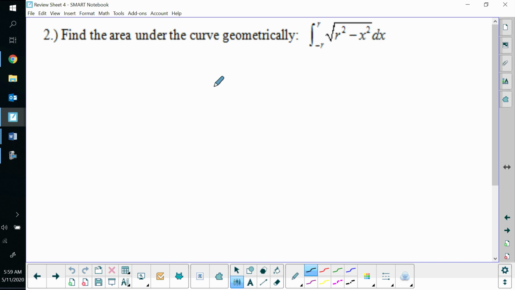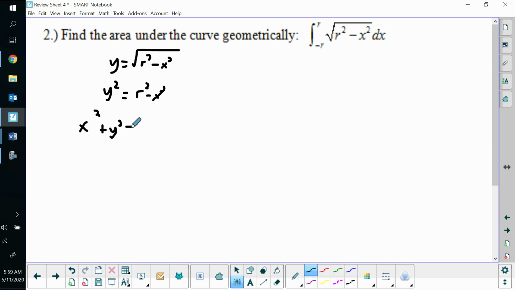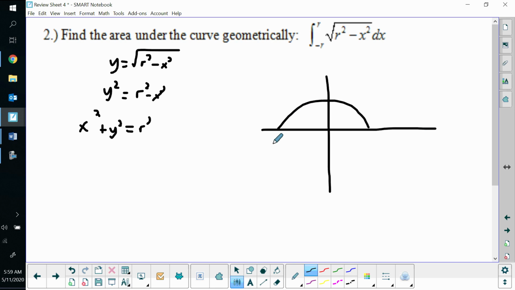So we want to recognize this as the top half of a circle. If we squared both sides, that would give us y squared. And then adding the x squared over, we get x squared plus y squared equals r squared. And that's a little more familiar looking as the equation of a circle. So this is a circle with radius r, but only the top half, because really the square root would have a plus and minus. So we've got minus r to r.